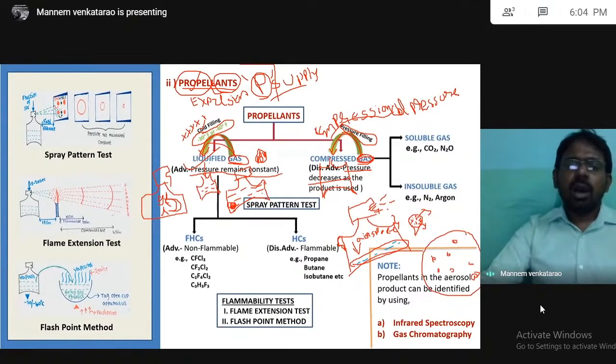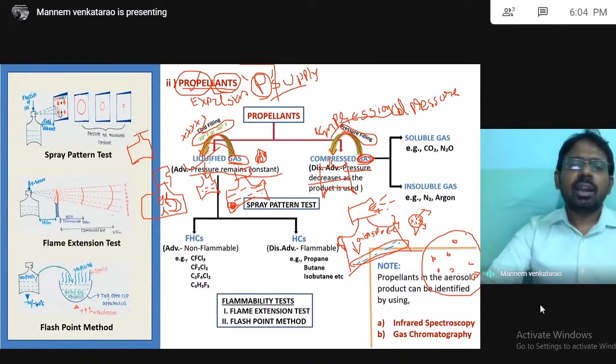Okay, so tell me, how could I know whether it maintains constant pressure or not? Randomly, I am giving one aerosol product to you. Tell me, here, do the propellants maintain constant pressure or not? How could you know? On the label, I am not mentioning whether it is a liquefied gas or a compressed gas. So how could you know whether the propellant maintains constant pressure? That is evaluated by using the spray pattern test. Here, the advantage of liquefied gas and the disadvantage of compressed gas is identified by using the spray pattern test.